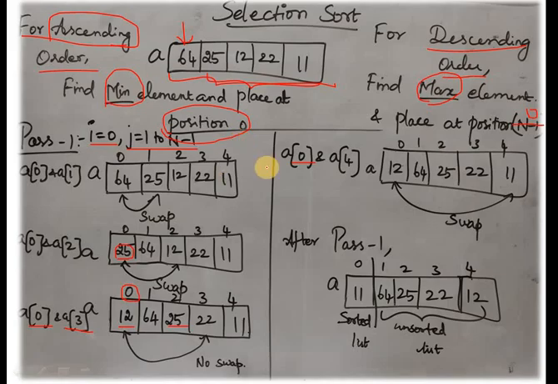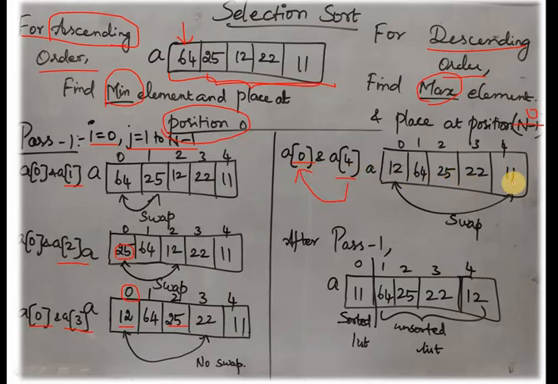Here n value is 5, so up to 4. So first time j is 1, second time j is 2, j is 3, j is 4. Okay, it is compared with the ith element. So here i position is 0, so a of 0 and a of 4 are compared.